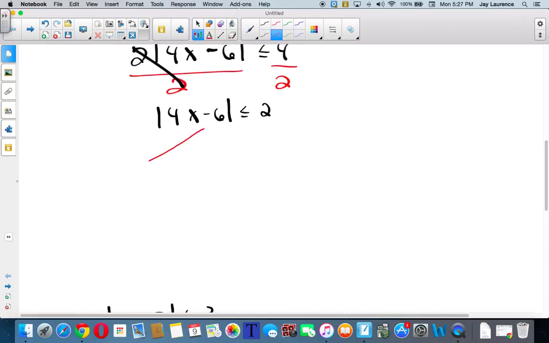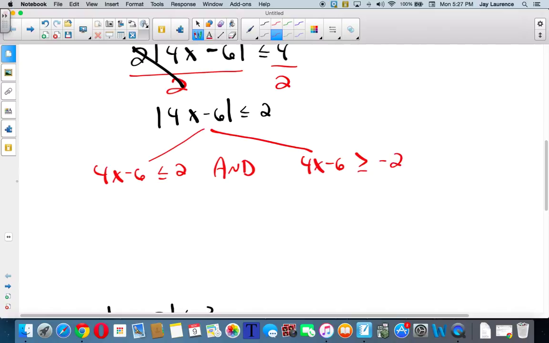All right, and so I'm going to get 4x minus 6 is less than or equal to 2, and 4x minus 6 is greater than or equal to negative 2. So I'm going to solve this. I'm going to add 6 to both sides, and when I do that, I'm going to get 4x is less than or equal to 8. I'm going to divide by 4, and x will be less than or equal to 2.